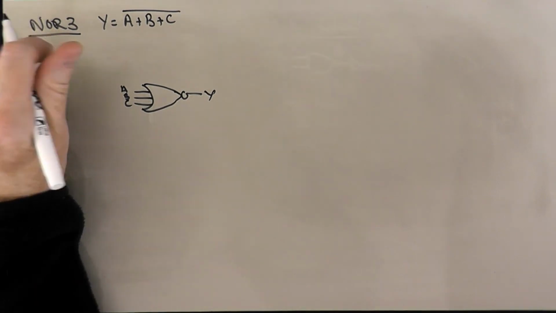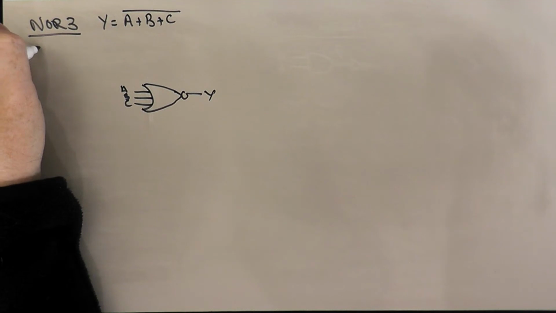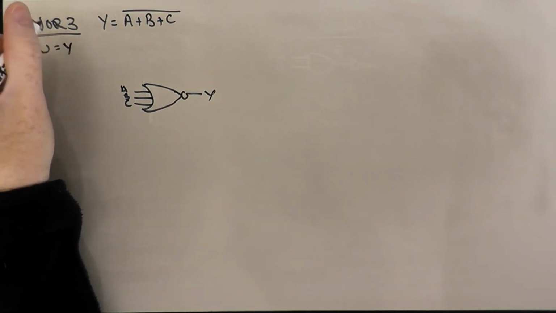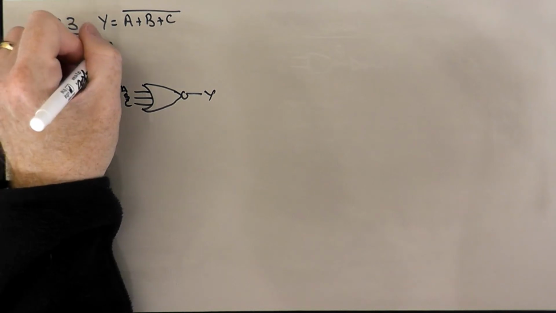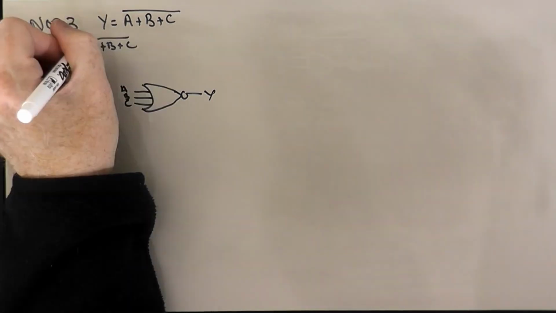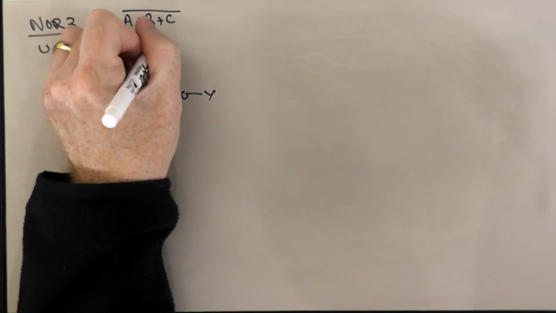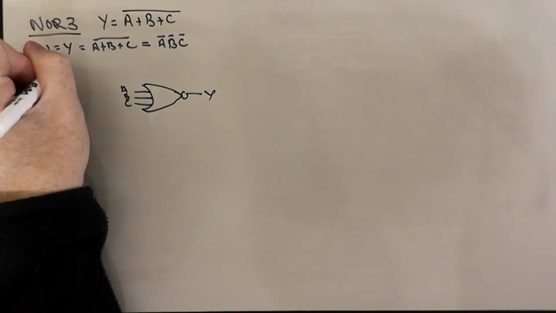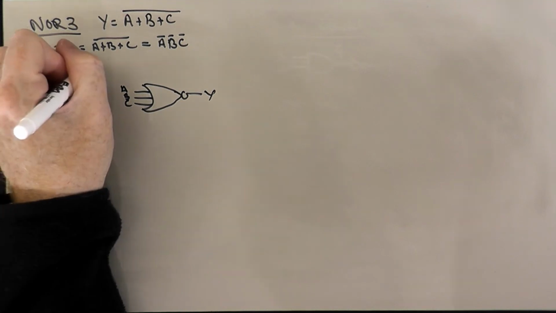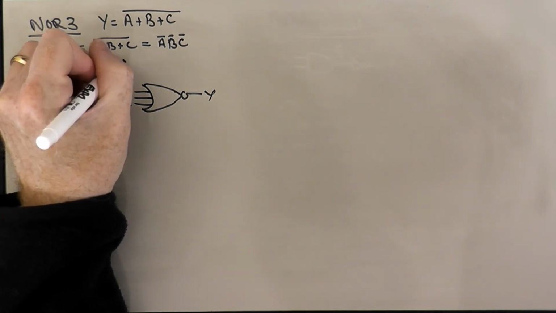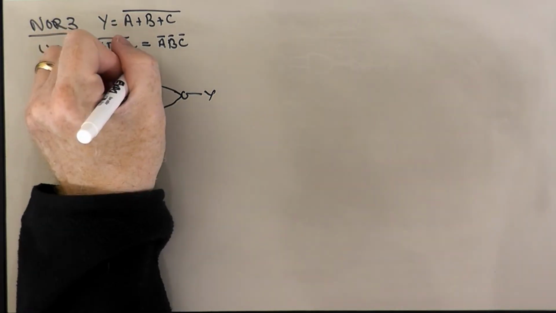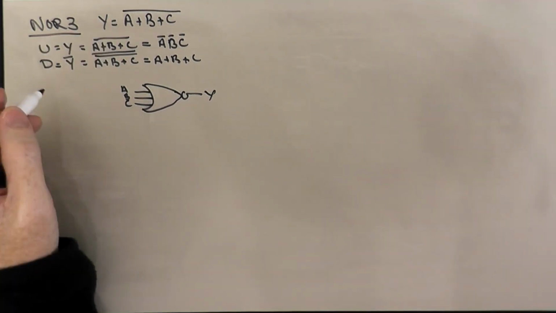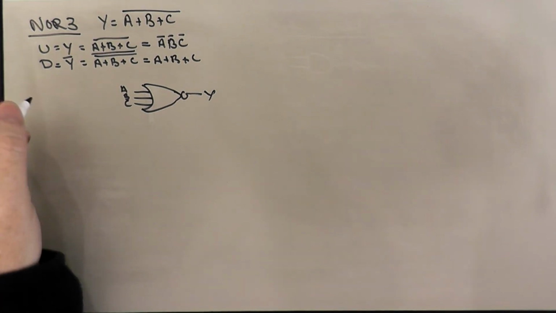And here our pull-up conduction condition, U, is going to be Y, which is (A or B or C) bar. By De Morgan's law, this can be rewritten as A bar, B bar, C bar. And D, which is Y bar, is A, B, C double complemented, which is just A or B or C. And so again, we can read the pull-up and the pull-down network directly off of these conduction conditions.